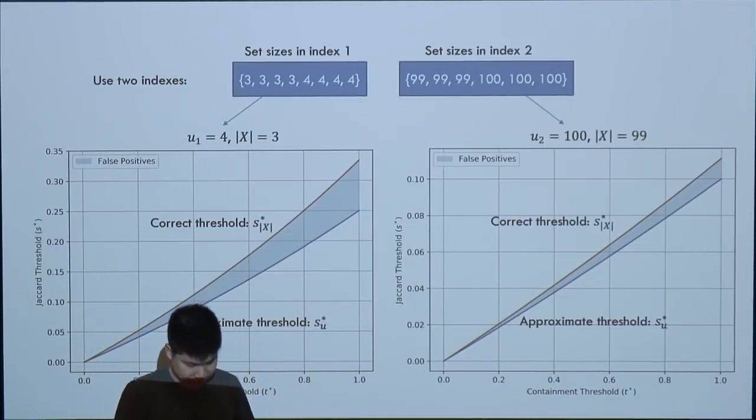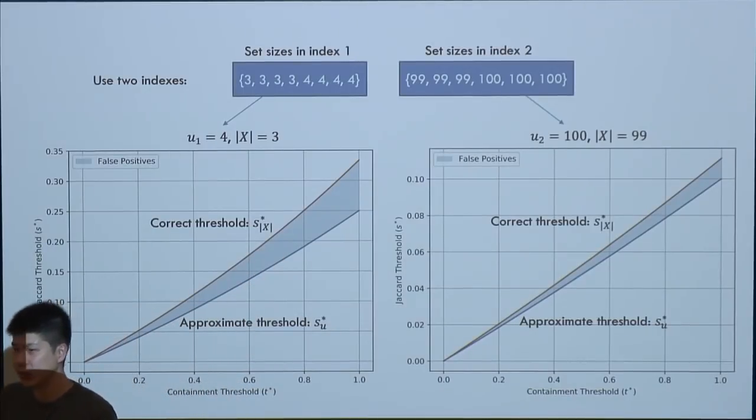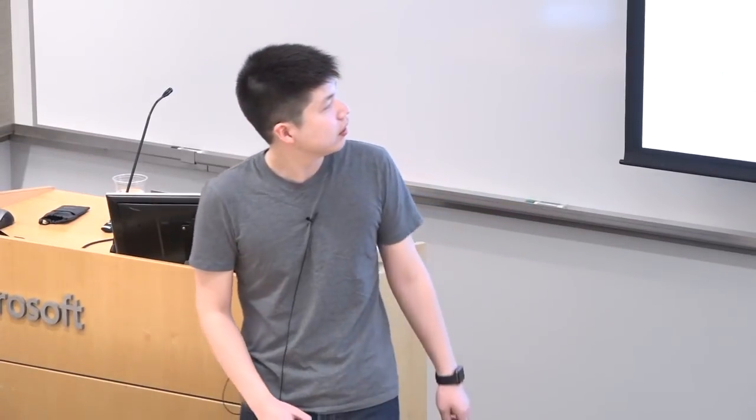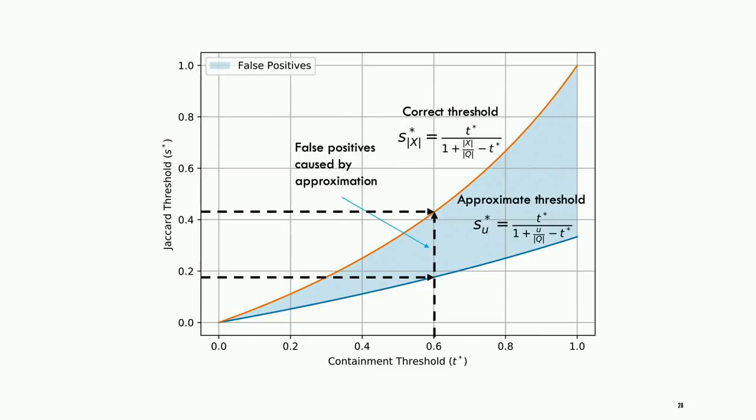In the second graph on the right-hand side, your Jaccard threshold is really small, say 0.1. Yes, it's actually by the nature of the translation formula. If you go back to the translation formula, it uses u divided by the query size. If the query size is much smaller than the upper bound, then the line will be close to a linear curve. But it's actually still a little bit curved because the denominator is now much bigger.